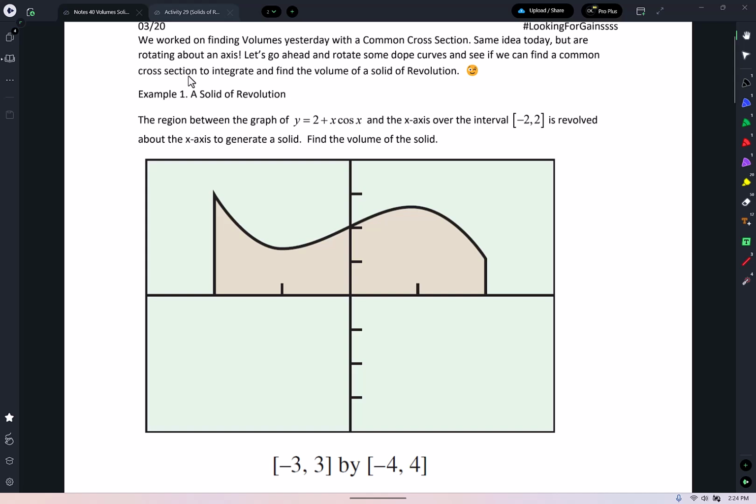So here we go. We have this curve. So it says example one, a solid of revolution. The region between the graph of y equals 2 plus x cosine x and the x-axis over the interval -2 to 2 is revolved about the x-axis to generate a solid. Find the volume of this solid.